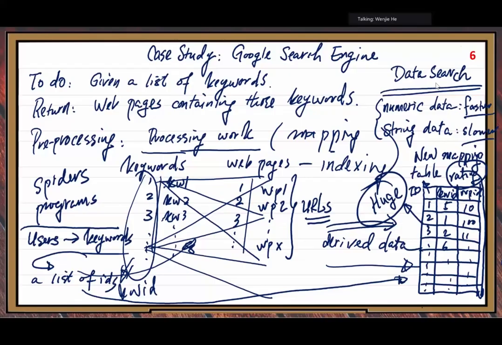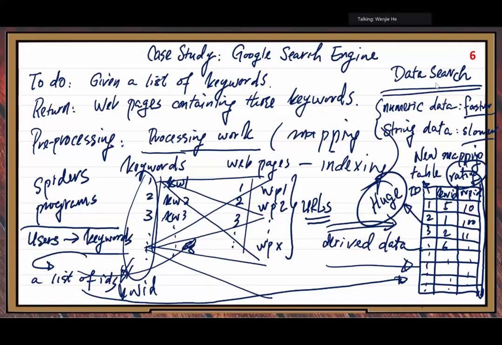Now I'll make some final summary. We have two case studies based on pre-processing, and the pre-processing for both case studies generated derived data to help us speed up our main search requests, the key search requests.